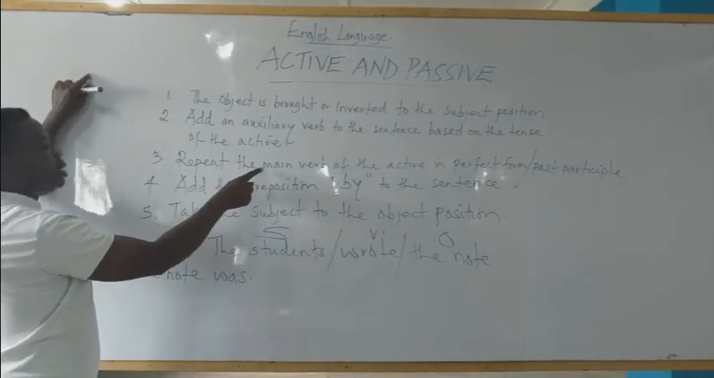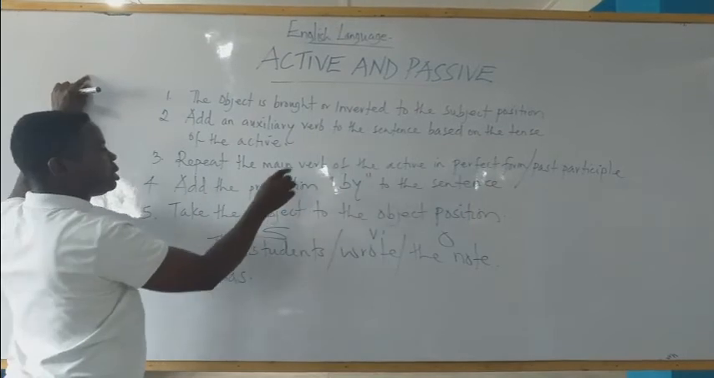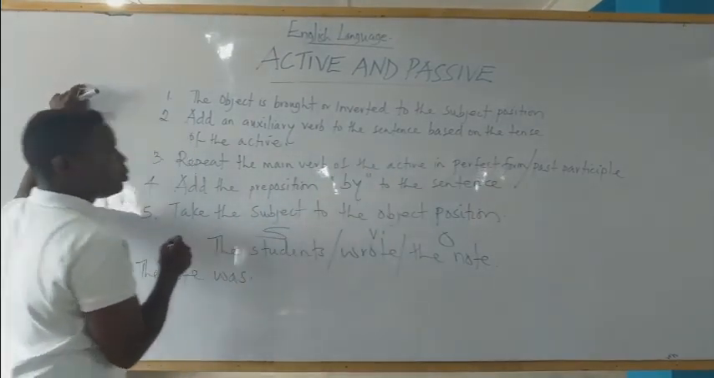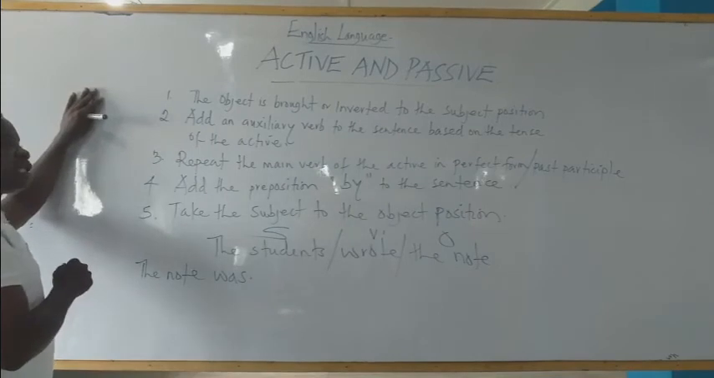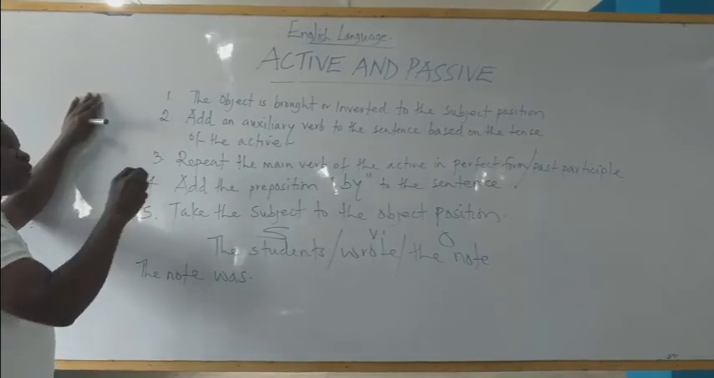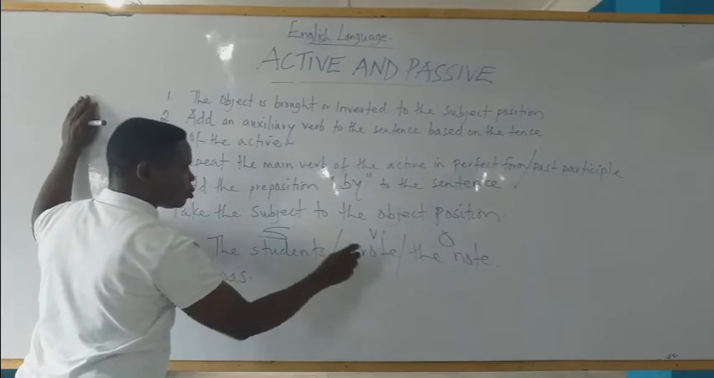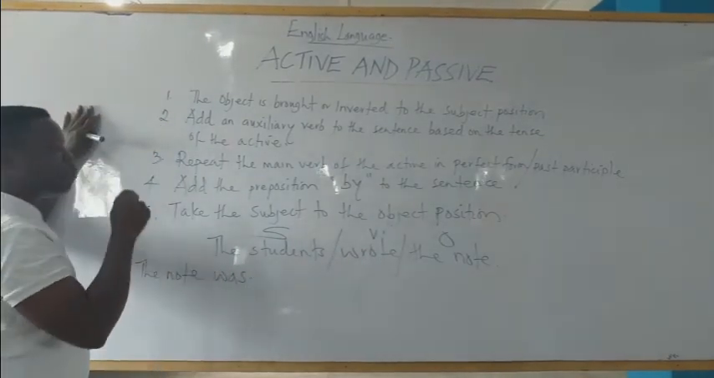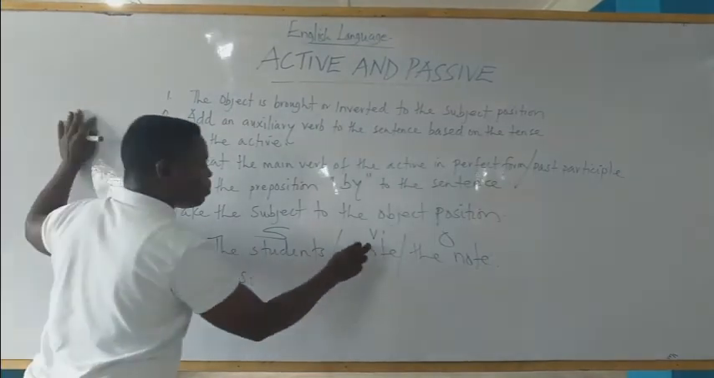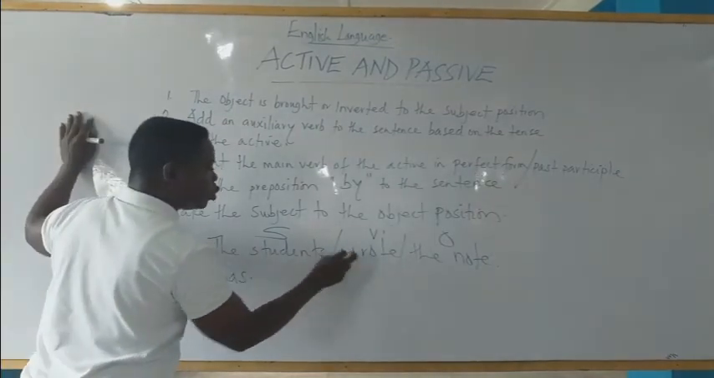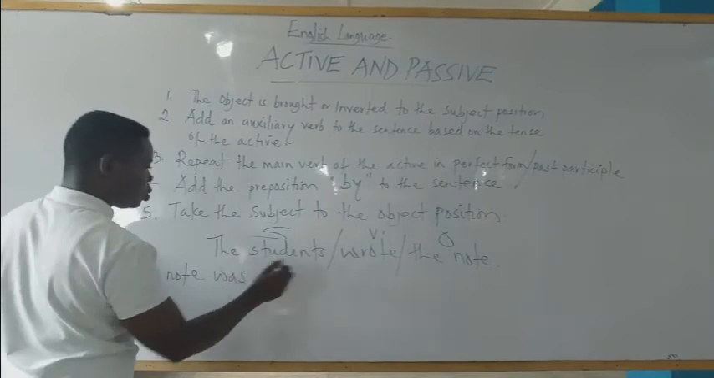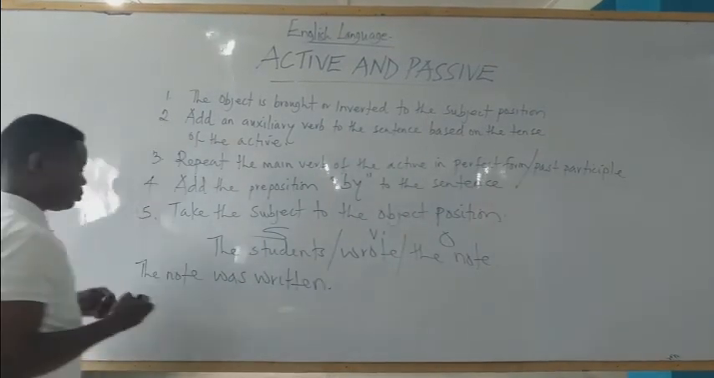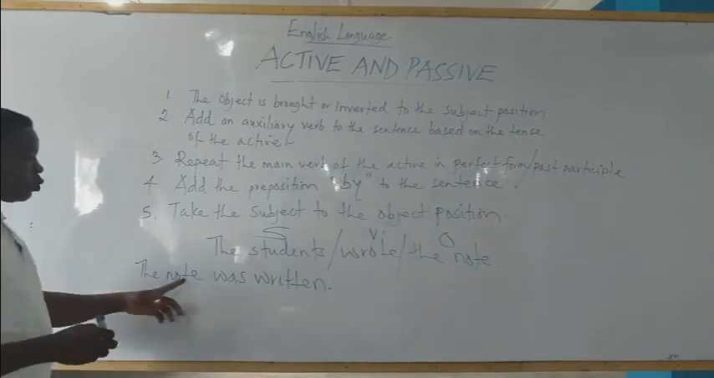Repeat the main verb of the active in perfect form, or past participle. Now check this verb. We are to repeat this verb in perfect form or past participle. The past participle of wrote is what? Written. So written will come here, and I have the note was written.